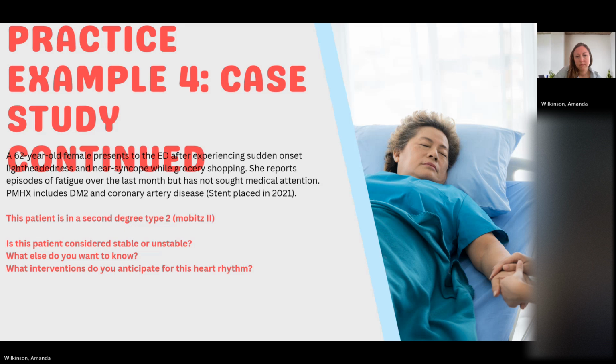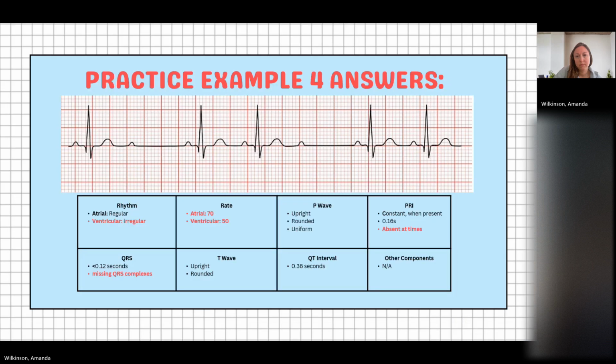Just a few comments about some of the interpretations. A second degree AV block, we would not interpret with an underlying rhythm. So we would not say second sinus brady with a second degree AV type 2. We would only do that with a first degree AV block. For a second degree, we would call it just a second degree type 2 AV block.